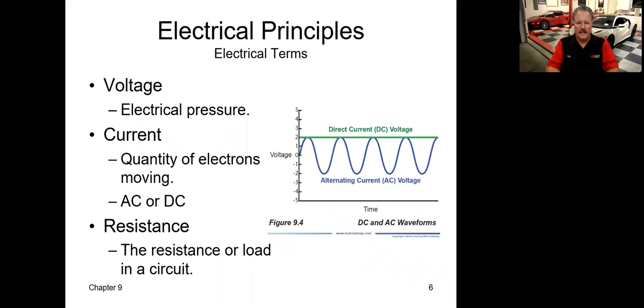Voltage is the electrical pressure. That's what causes current to flow. Current is the quantity of electrons that are flowing, and we measure those in amps. So amperage is what we measure with current. Resistance is the resistance or load in a circuit. It could be a bulb, could just be a regular resistor, something in the circuit that creates resistance to flow.